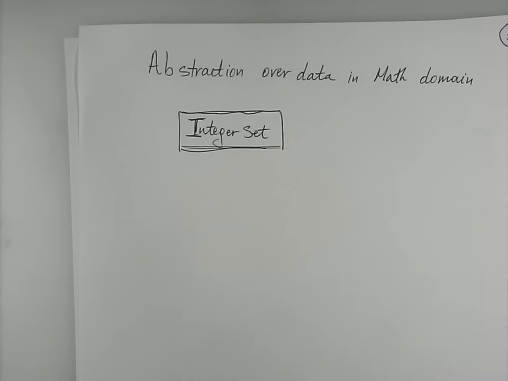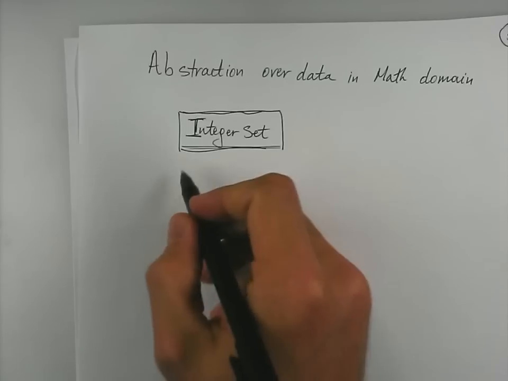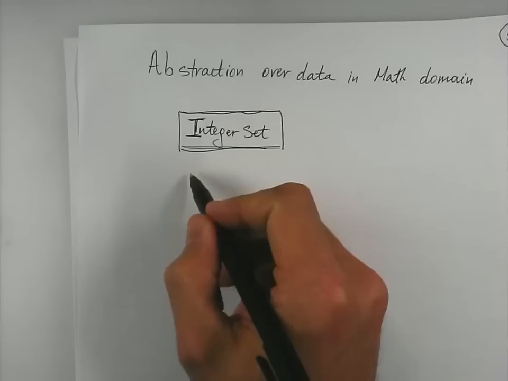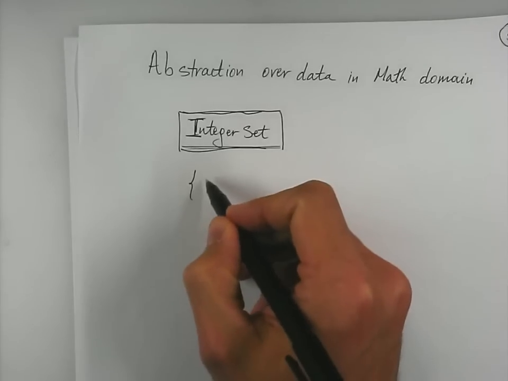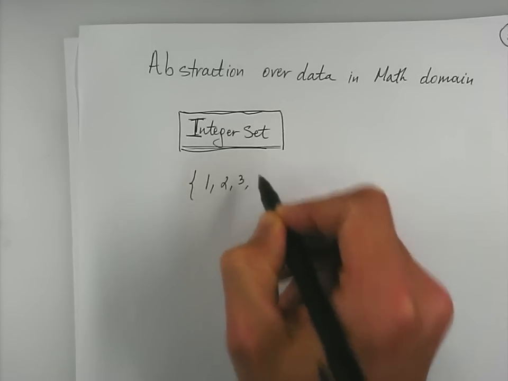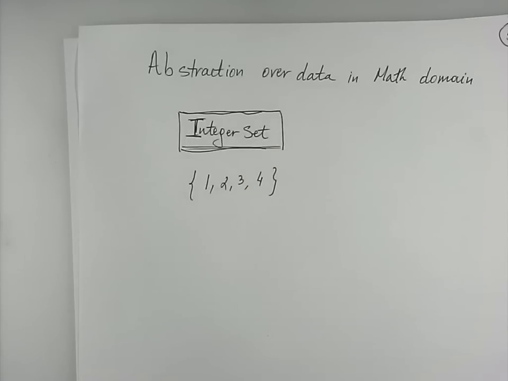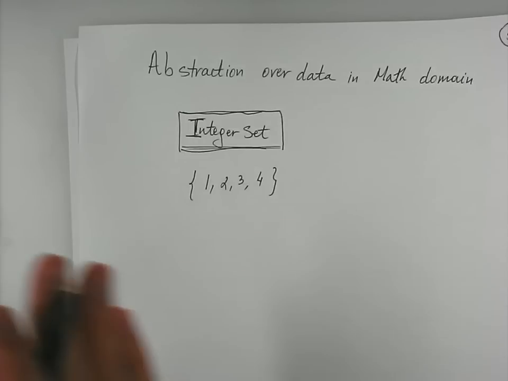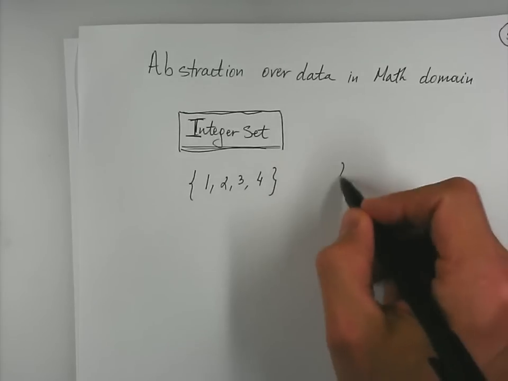In a very broad sense, a set is just a collection of elements, and those elements can be whatever you want. Right, so if you have an integer set, give me an example. An integer is 1, 2, 3, 4. Look at this. We have a set of integers. Really simple. Math is great because I can just write it down and you know what I'm talking about.